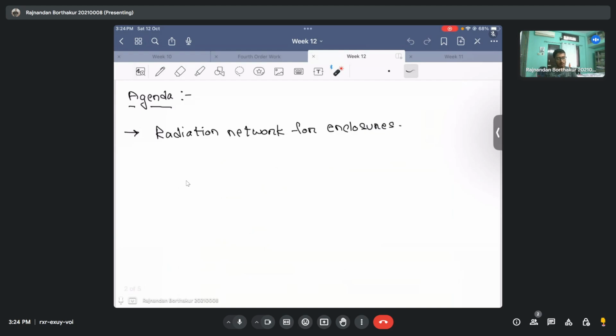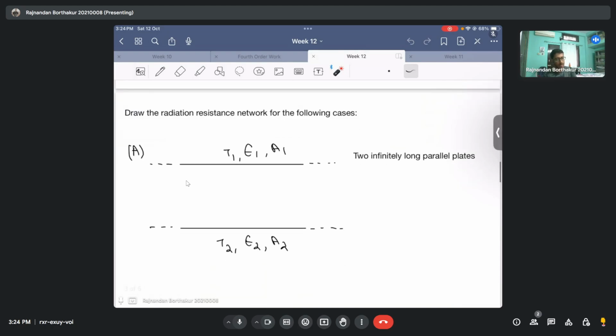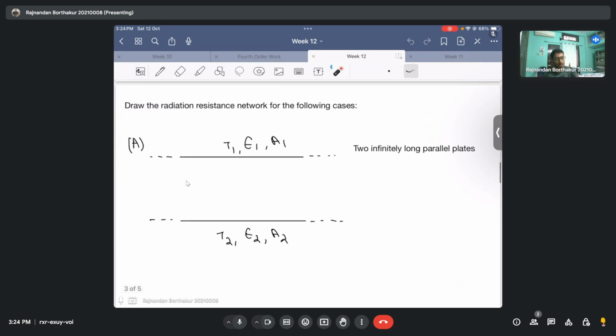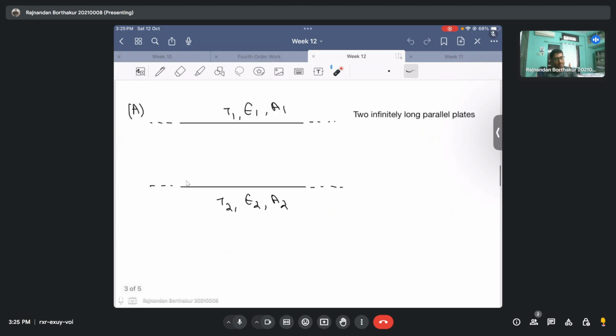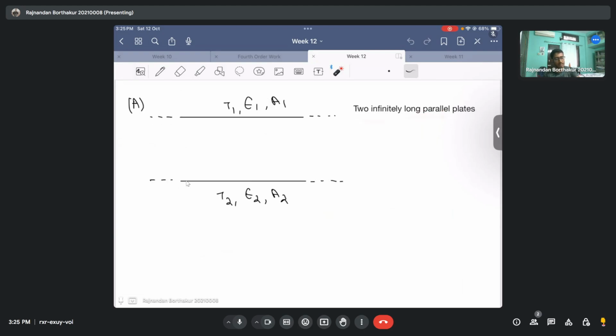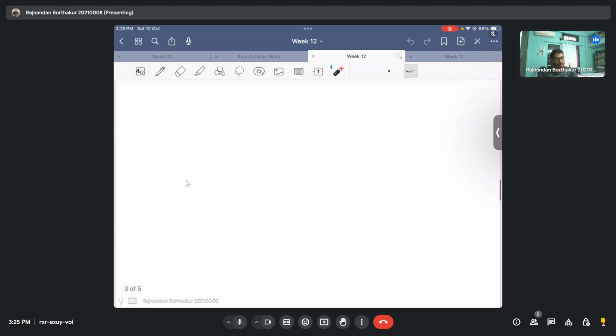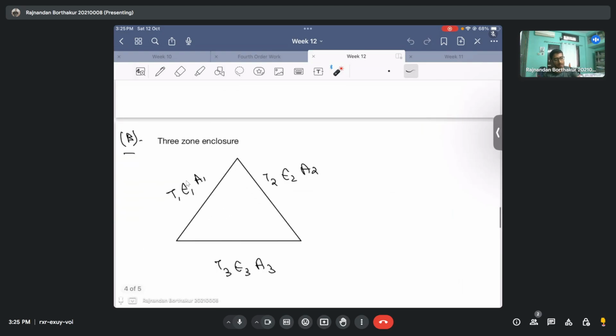We'll go into a discussion centered around this agenda, that is, the radiation network drawn for enclosures. But before going into that, we will have a brief exercise of drawing the radiation network for a couple of simple cases. For instance, if I have two infinitely long plates having these properties, what would be my radiation network? This is simple. And then, if I have a three-zone enclosure, what would be my radiation network? And once that is done, we will solve a problem.